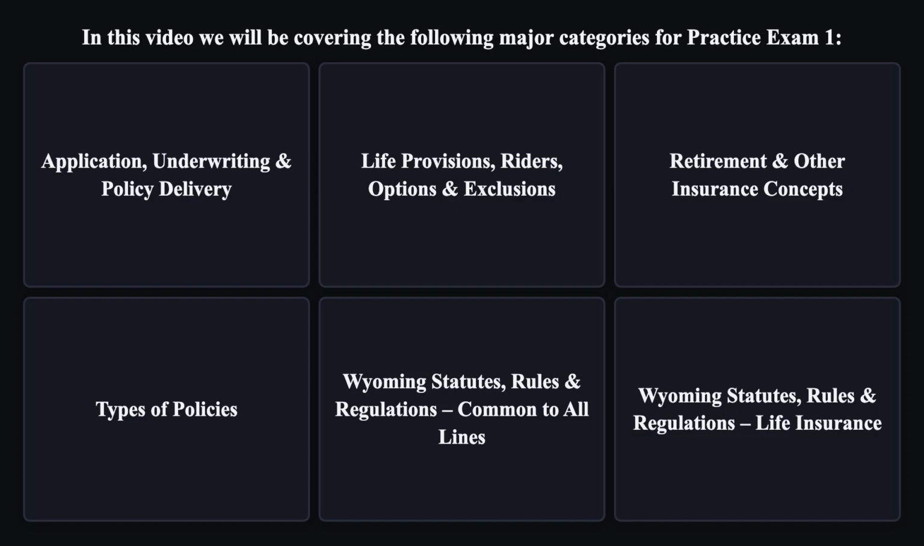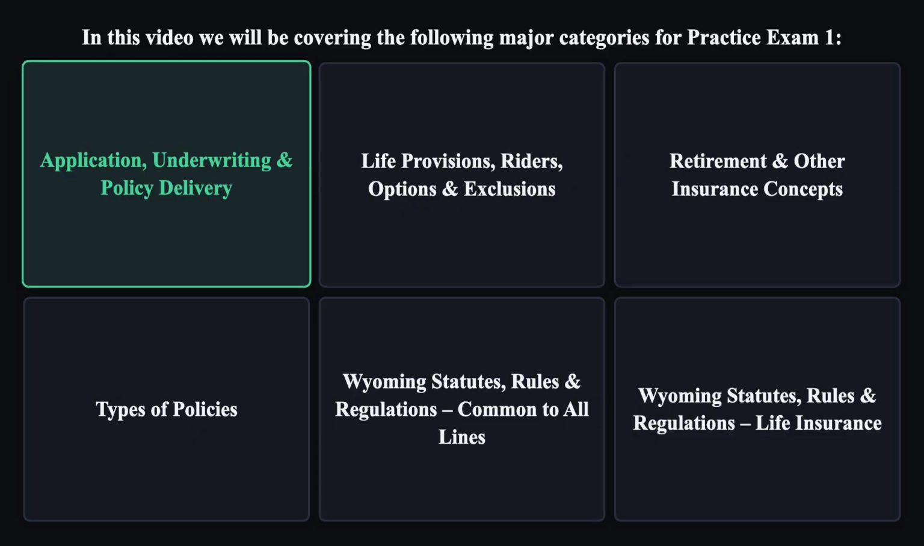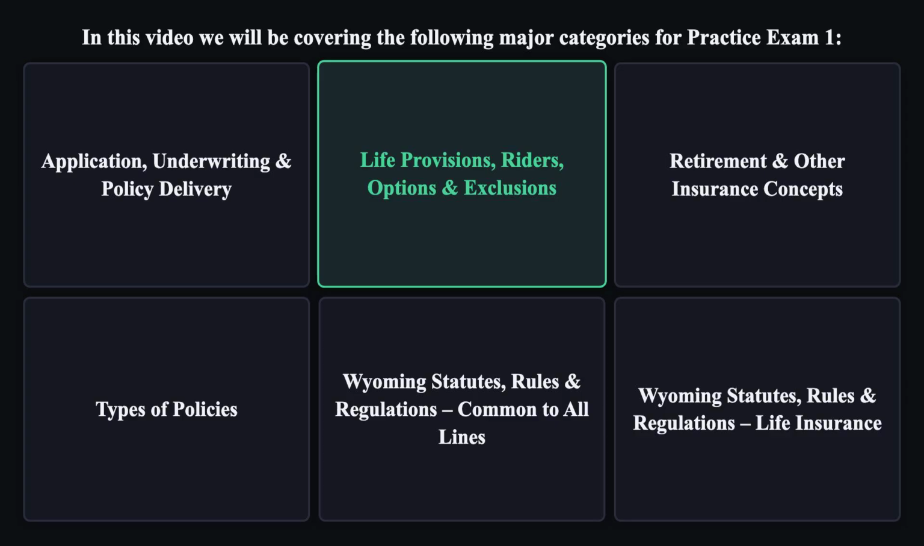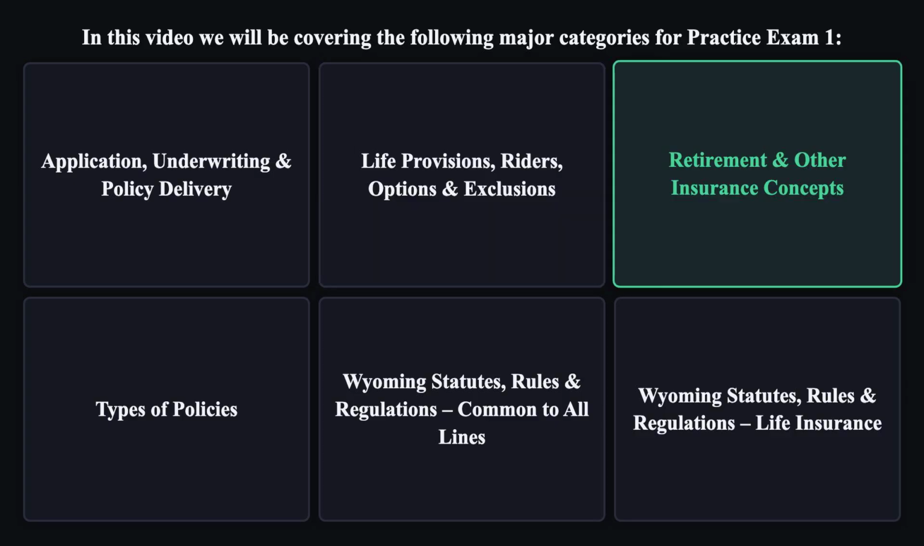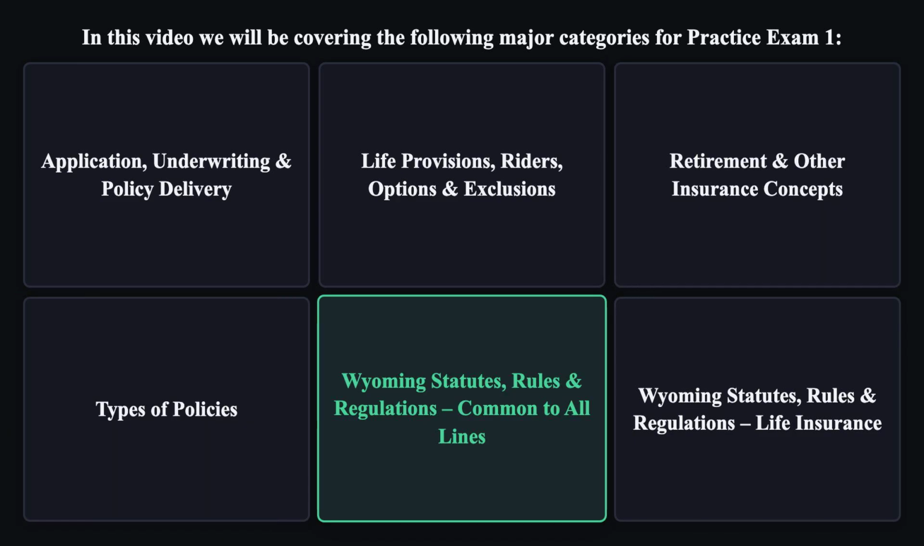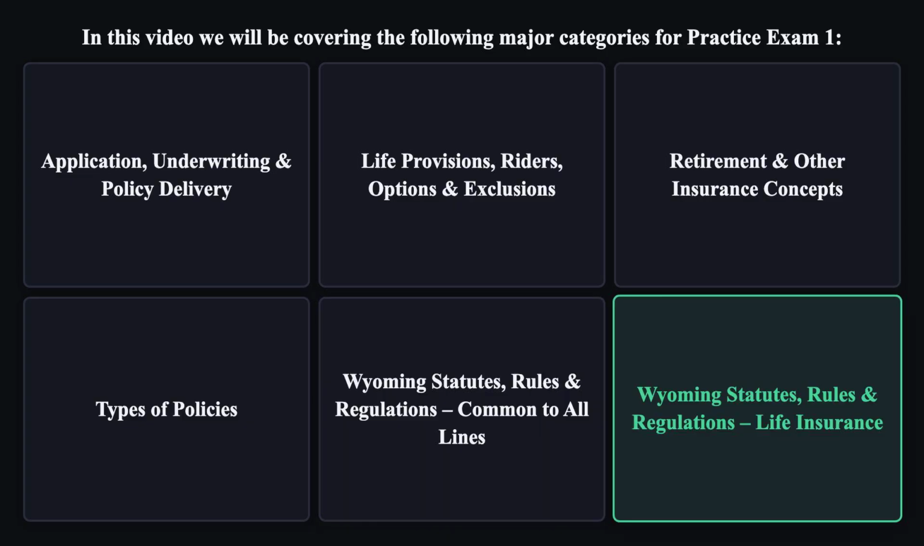In this video, we will be covering the following major categories for Practice Exam 1. Application, underwriting, and policy delivery. Life provisions, riders, options, and exclusions. Retirement and other insurance concepts. Types of policies. Wyoming statutes, rules, and regulations common to all lines. Wyoming statutes, rules, and regulations, life insurance.